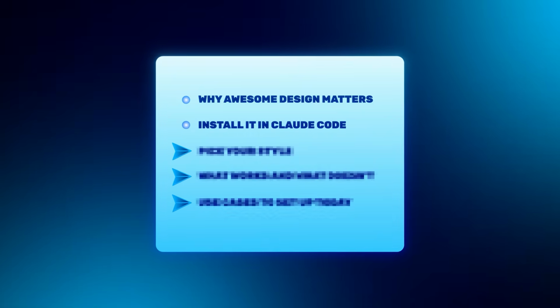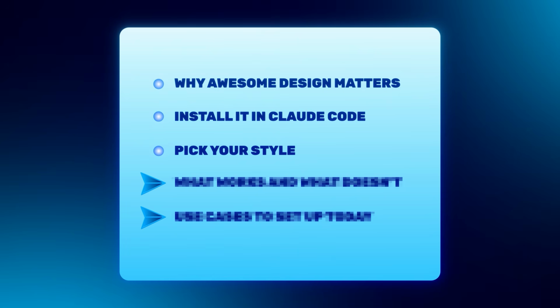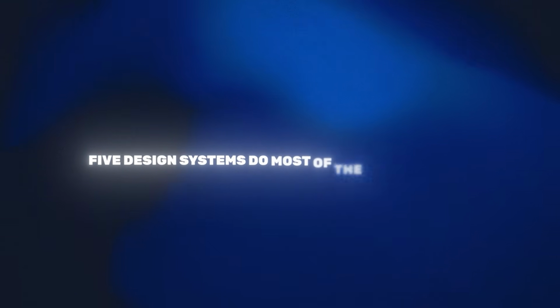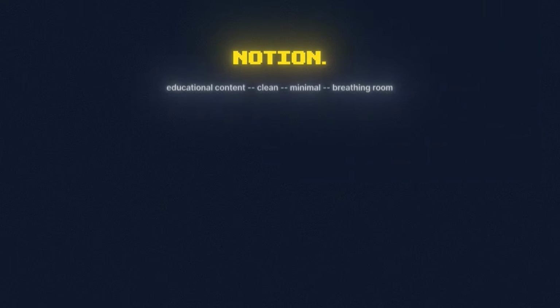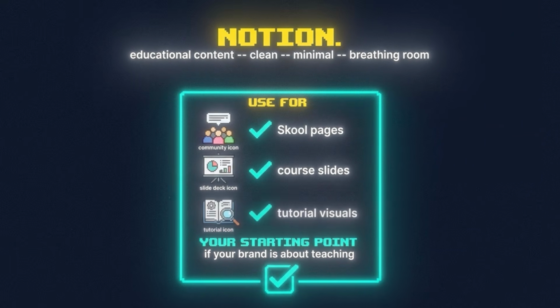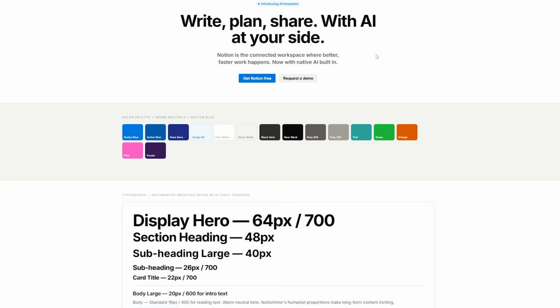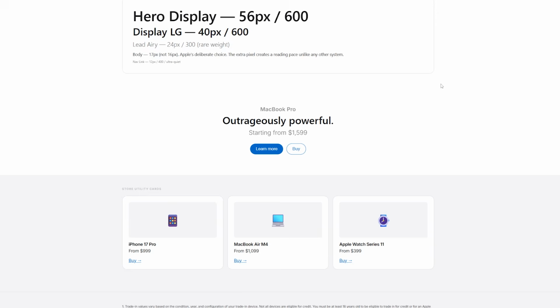That is step number 3. Browse the 57 designs and pick your style. For creators, 5 design systems do most of the heavy lifting. Here's the map. Notion, used for educational content. School pages, course slides, tutorial visuals, clean, minimal, everything has breathing room. If your brand is about teaching, this is your starting point.